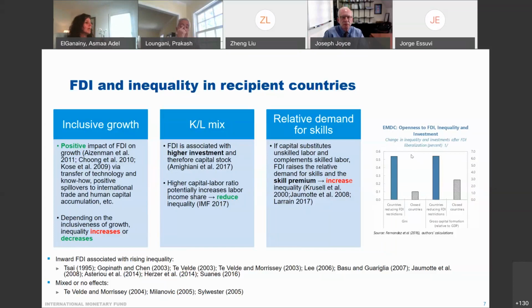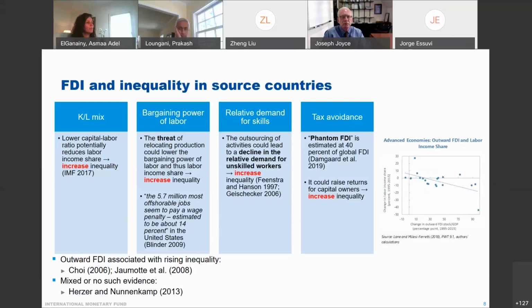Next slide, please. All right, so next, we talk about the source countries. Here one potential channel is also the capital labor mix, with lower capital labor ratio leading to lower labor income share, and that would tend to raise inequality. The scatter plot on the right hand side suggests that in advanced economies, there is potentially a negative relationship between outward FDI and the labor income share.